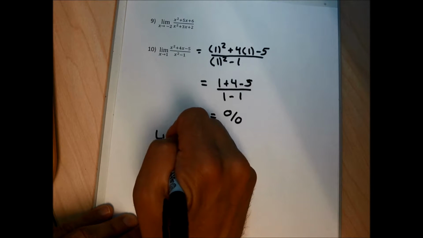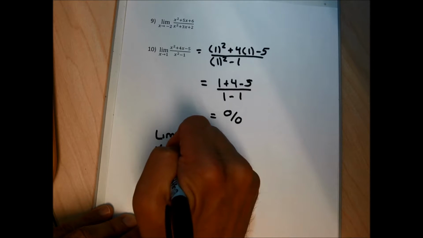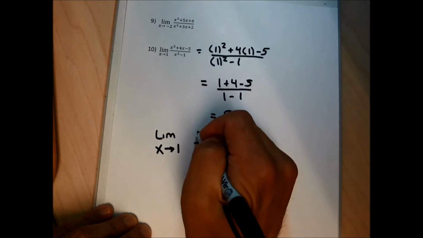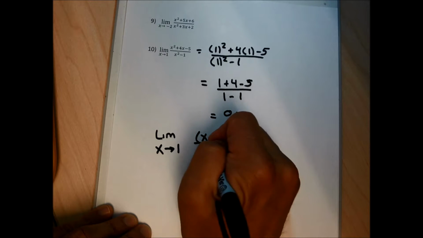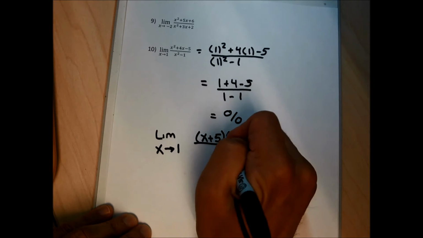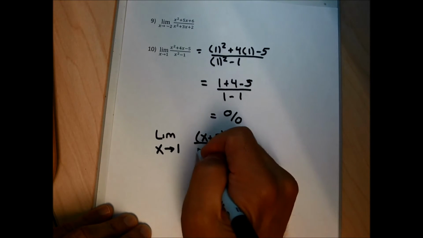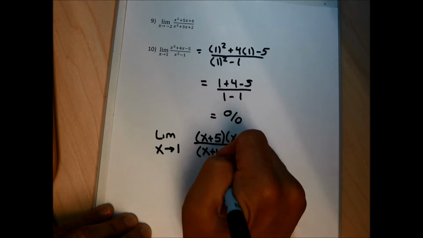So I'm going to improve my chances of finding the limit for number 10 by factoring the numerator, and that factors into x plus 5 times x minus 1. Hopefully your factoring skills haven't deteriorated too much. And the denominator factors into x plus 1 times x minus 1.